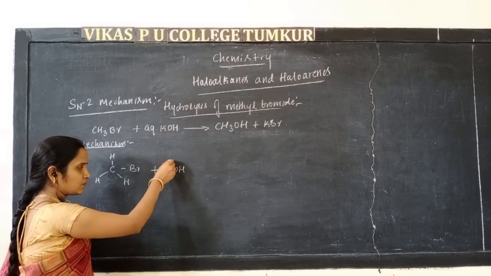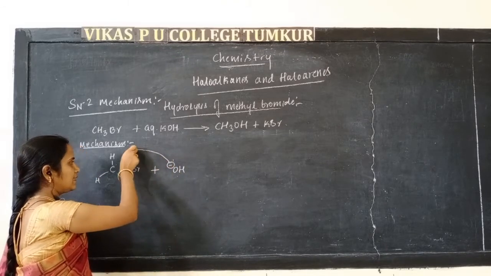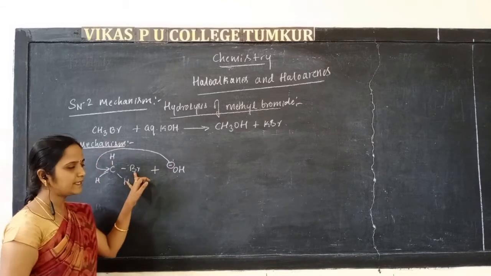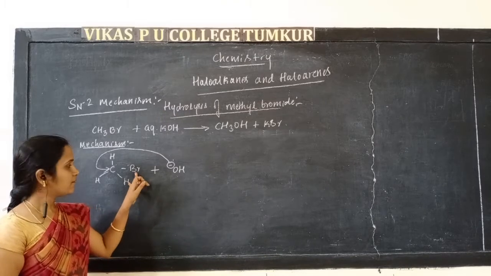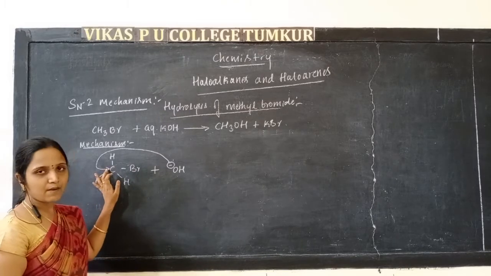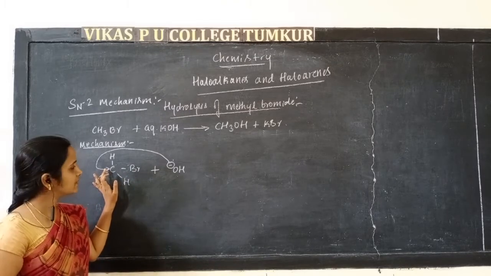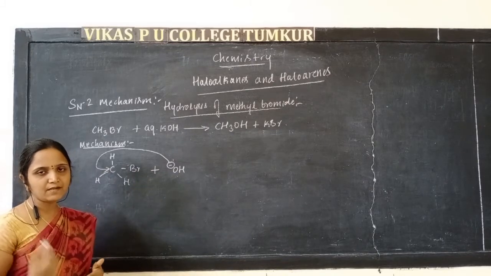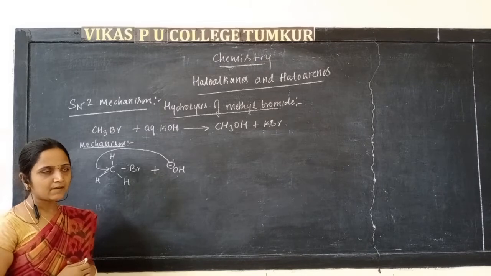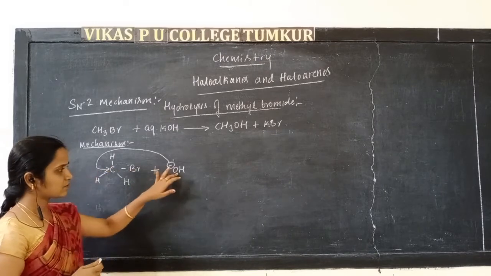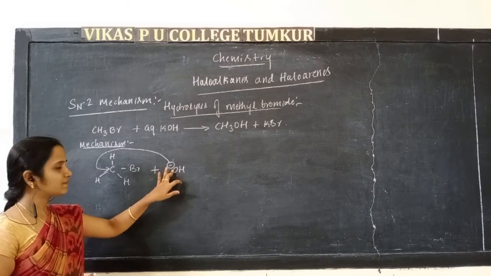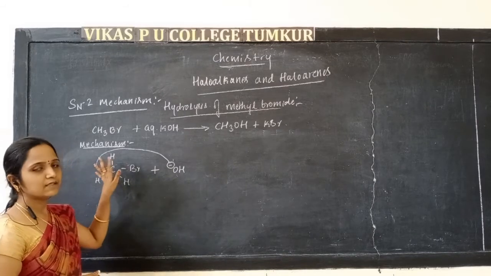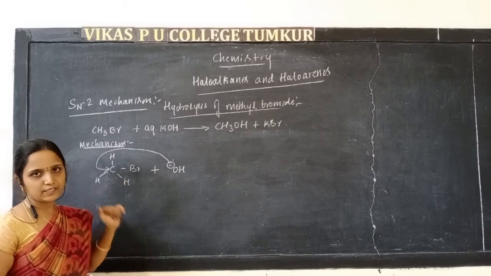The nucleophile attacks the carbon from the side opposite to the bromide ion. Why does it attack from the opposite side? To avoid the repulsion between the OH minus and the Br. Due to this, it attacks the carbon opposite to the Br attached to it.